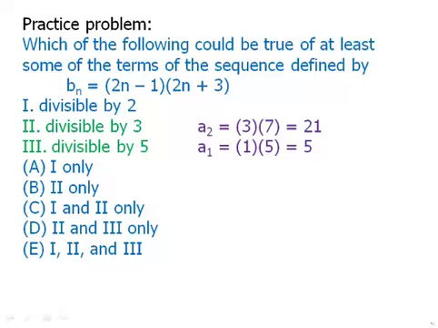Now we get to 1. Now notice, think about this. 2n, if n is an integer, then 2n has to be an even integer. 2n minus 1 has to be odd, and 2n plus 3 has to be odd. So b sub n is the product of odd times odd. So every number in this sequence is an odd number. So none of them are divisible by 2. So it turns out it is not possible for any number on that list to be divisible by 2 because they're all odd numbers. So 1 is not possible, 2 and 3 are possible, and that gives us an answer of D.